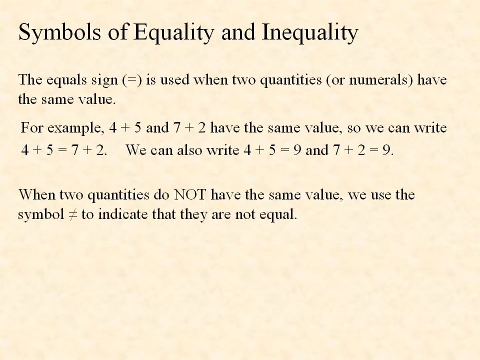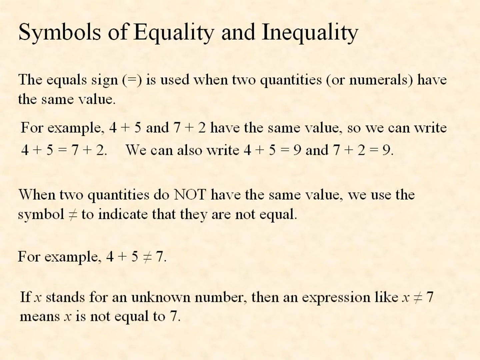When two quantities do not have the same value, we use the symbol equals with a line through it to indicate that they are not equal. For example, 4 plus 5 is not equal to 7. If x stands for an unknown number, then an expression like x not equal to 7 means x is not equal to 7.